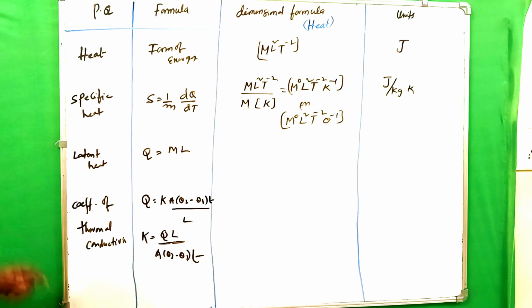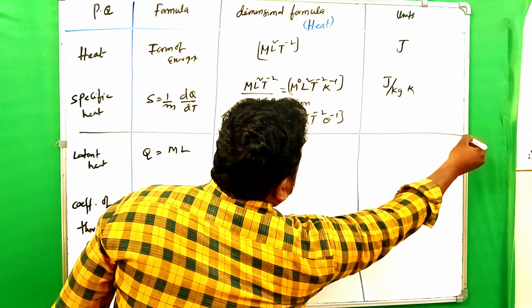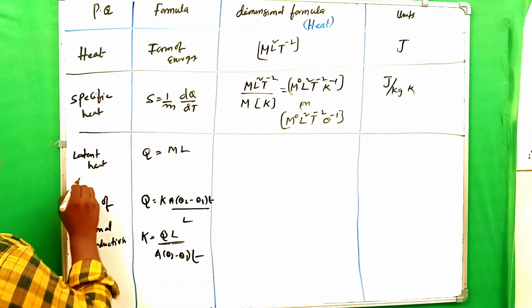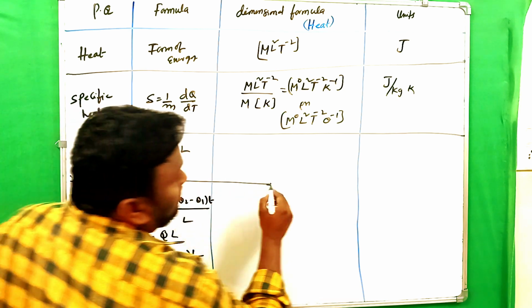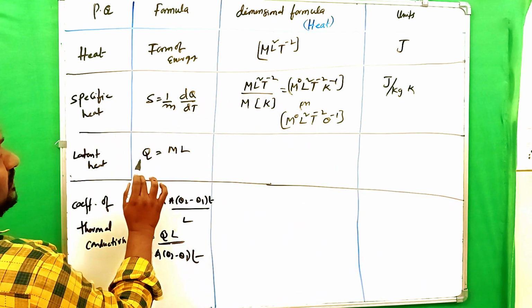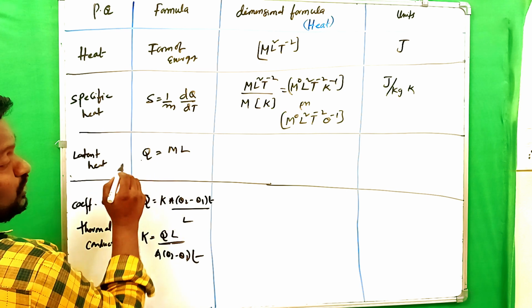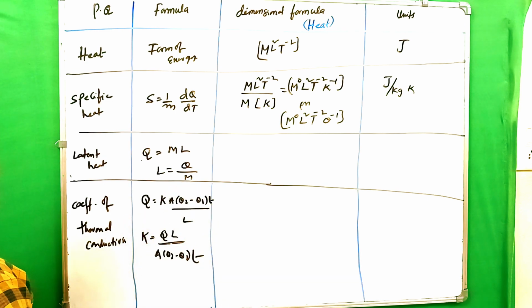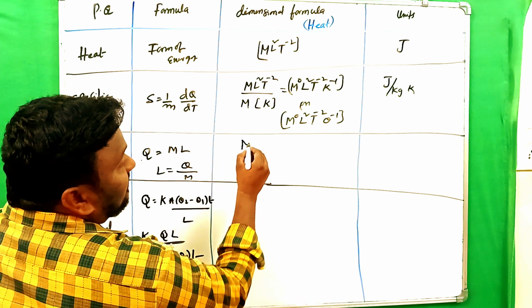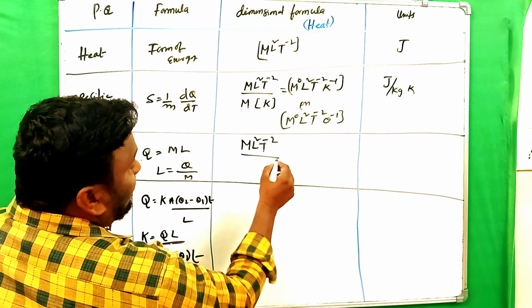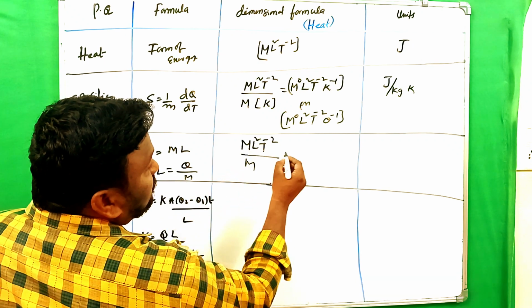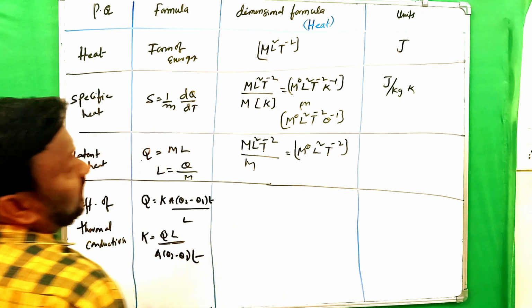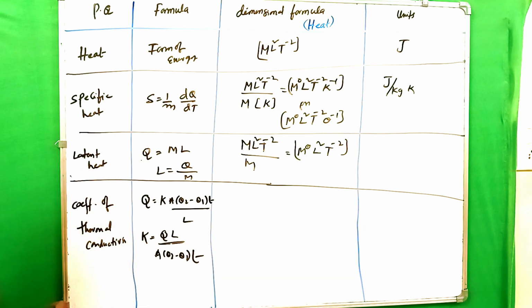That is the unit for specific heat. And next, the latent heat formula is what? Q is equal to m into L, that is the amount of heat energy, and from that L is equal to Q by m. So Q is heat energy, M L square T inverse 2, divided by mass, capital M. So obviously here we get M to the power of 0 L square T inverse 2, that is the dimension formula of latent heat.